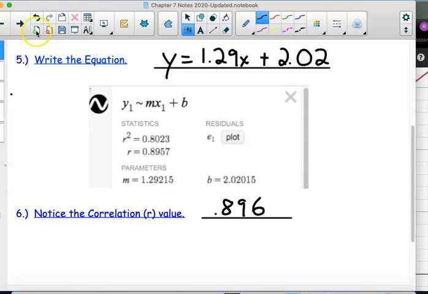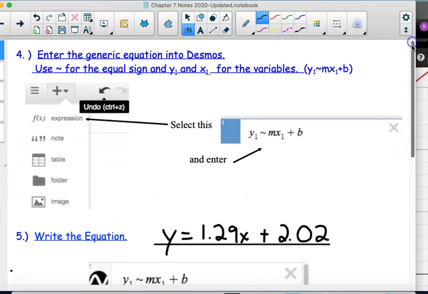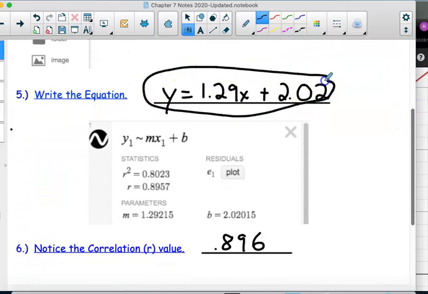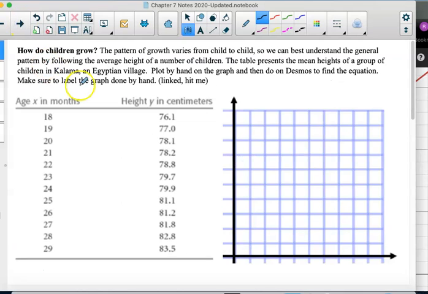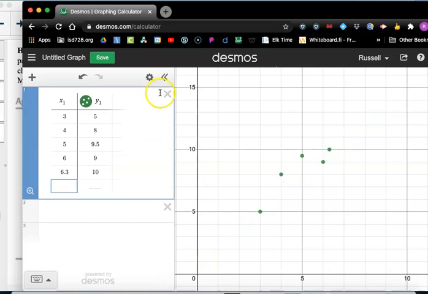Okay? And so those are basically the steps that we need to do today. You need to be able to easily go on to Desmos and come up with an equation like this. Okay? Let's go to our next page. So I'm going to go back here. I'm going to get rid of everything.